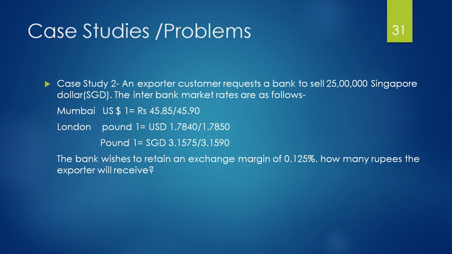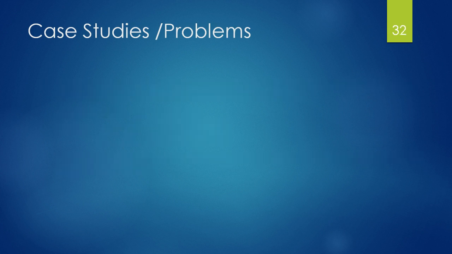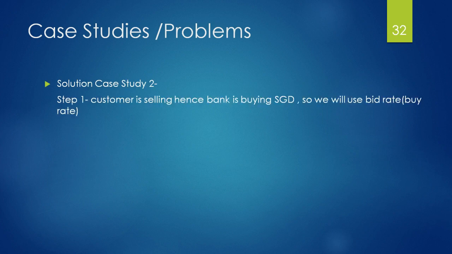So let's start. Again, please note down this case study on a piece of paper so that you don't need to come back to this slide again and again. Let's solve this case study in a step-by-step manner. Step 1: the customer is selling, hence the bank is buying Singapore dollars. So we will use the bid rate, that is the buy rate. So one thing is clear from this step, that we have to use the bid rate out of the two rates.